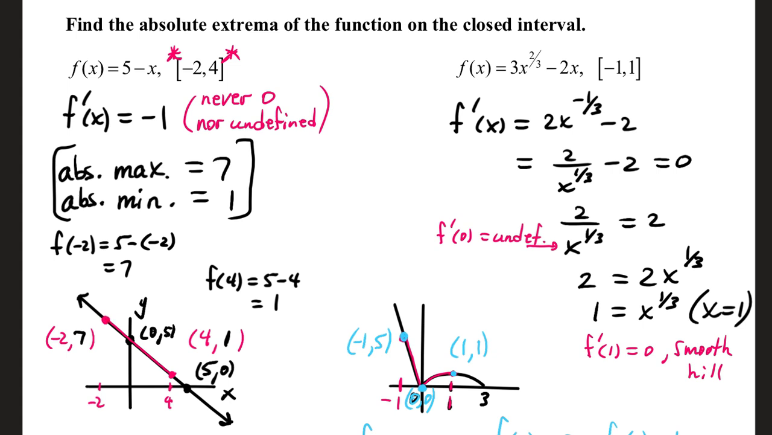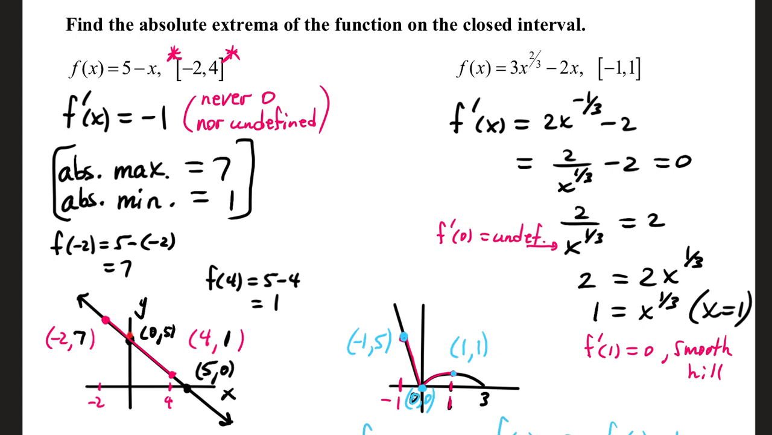For this particular interval, -2 subbed into the original function, 5 minus -2 was 7. And you guys told me in class that the value was 7. At the other end of the interval is 4. 5 minus 4 is 1. The critical number was, we didn't have one.